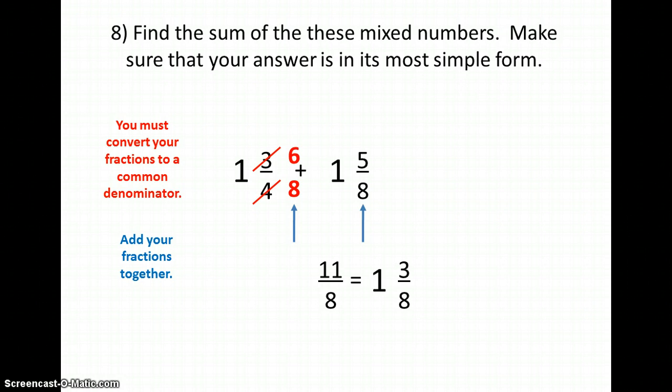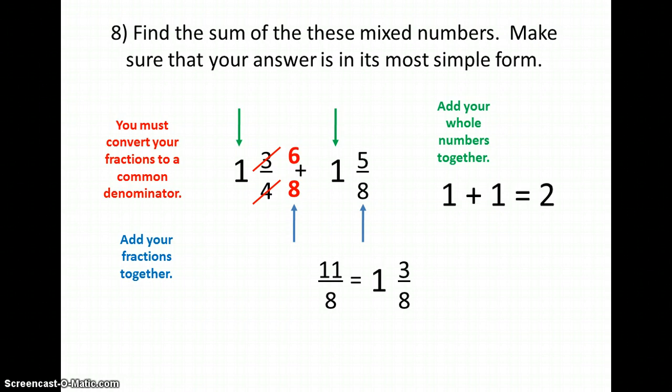The next step is to deal with the whole numbers, and I do that by adding them together. 1 plus 1 is 2. So I have two different sums, and I need to put those two sums together. So 1 plus 2 is 3. So my final answer is 3 3/8.